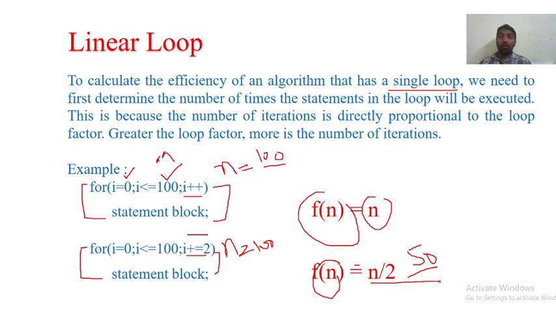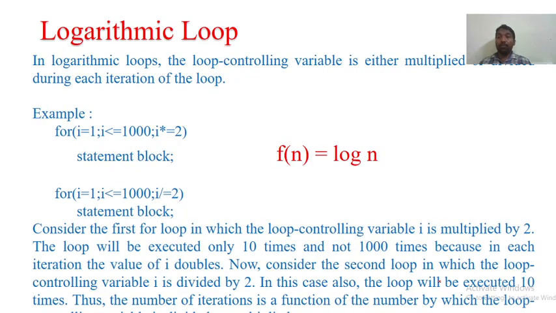Now coming to the logarithm loop. In the logarithm loop, the loop controlling variable is either multiplied or divided during the iteration. Previously in the for loop we used addition, incremented by 1 and 2. When you have multiplications or divisions in a for loop, then we go for a logarithm loop. It is represented with f of n equal to log of n.